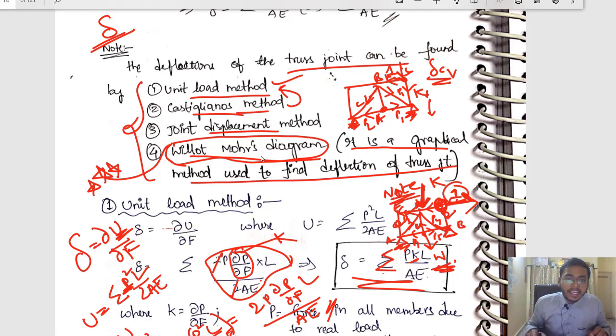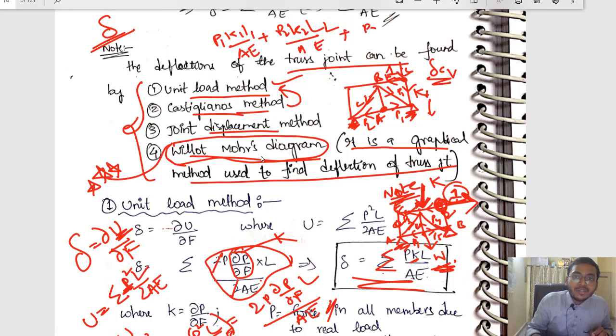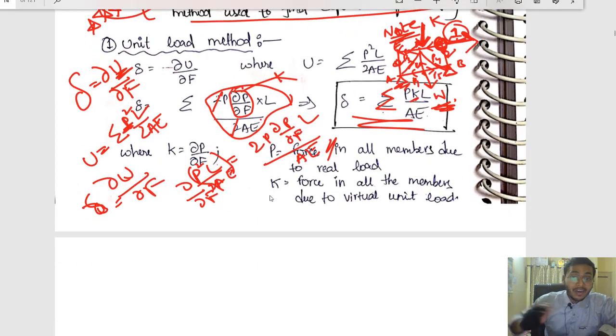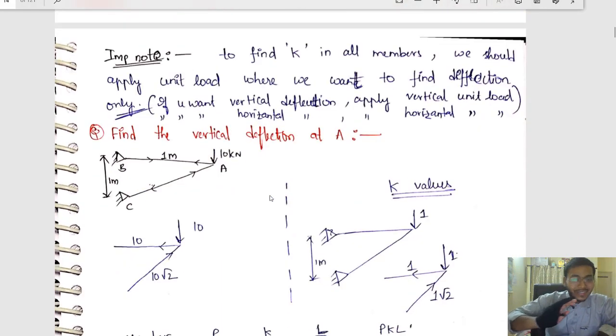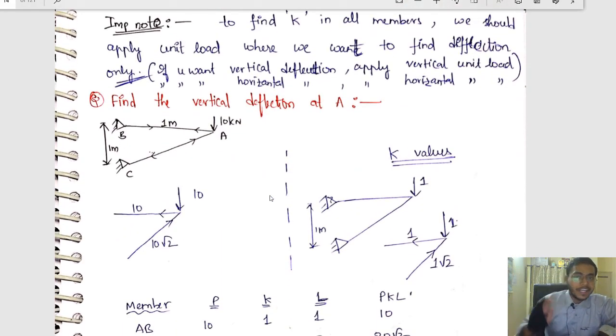So sigma PKL by AE. You will be getting P1 K1 L1 by AE plus P2 K2 L2 by AE plus P3 K3 L3 by AE, and so on. That is your sigma PKL by AE. If you summate all of these, you will be getting your deflection. That's it. Simple, eh? It might be complicated. Even if you don't understand after explaining twice, don't worry. When you are solving problems, you will be 100% sure.